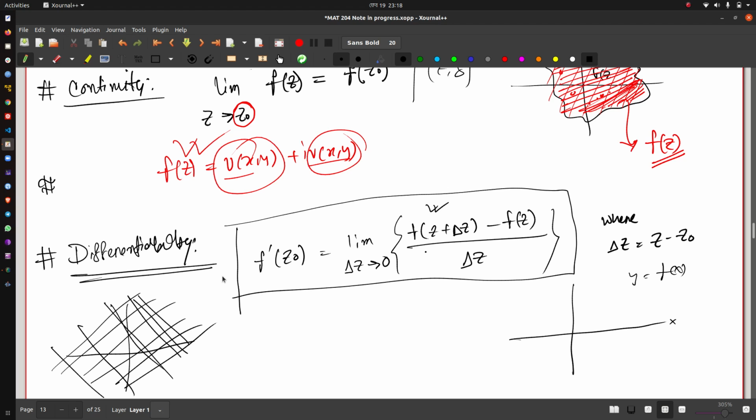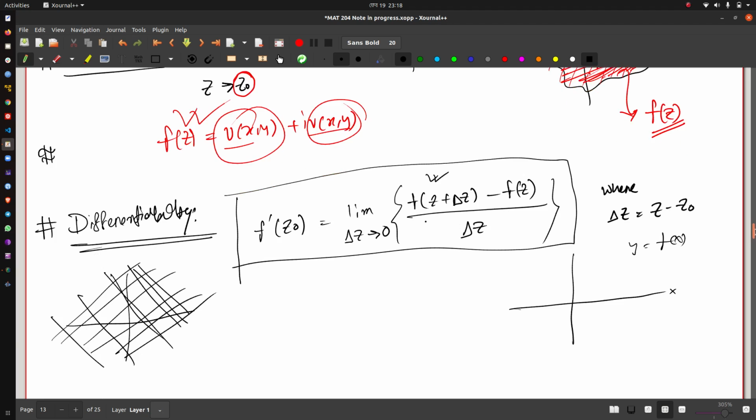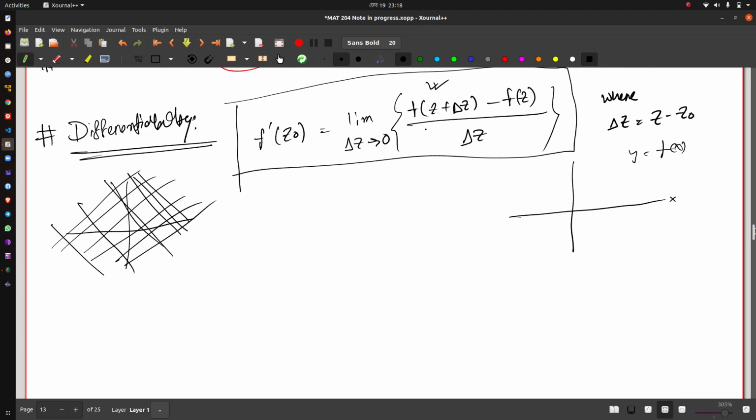What I mean is that, let's say you are approaching along the positive x-axis and you find some value for f prime of z0, and if you approach from the negative x-axis and you find some other value, then that function at that point will not be differentiable. So it is of crucial importance that the direction of approach to z0 should be independent. Let me write this down formally.